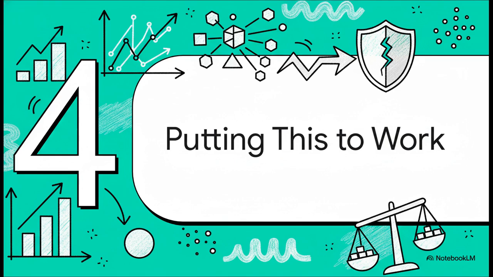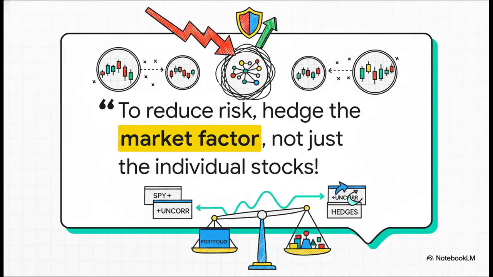Now, figuring this out is a massive insight, but it's not just some cool academic exercise. This knowledge fundamentally changes how you should be thinking about managing your risk. So here's the bottom line, the crucial point. If you want to meaningfully reduce your risk, selling a little bit of one ETF for another isn't going to do much. You have to hedge the dominant factor. In this case, that means you need to hedge the market itself, maybe with some options on SPY or by adding assets that are truly uncorrelated to the market.